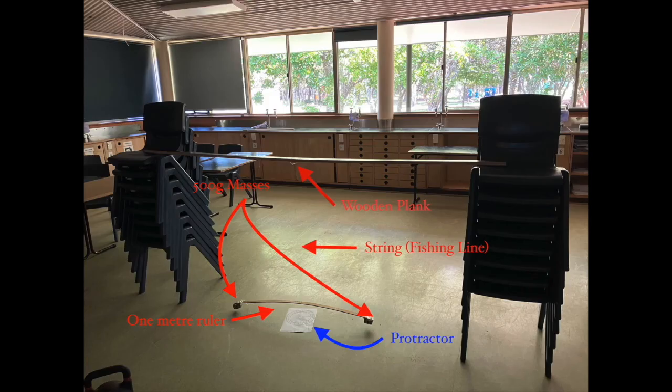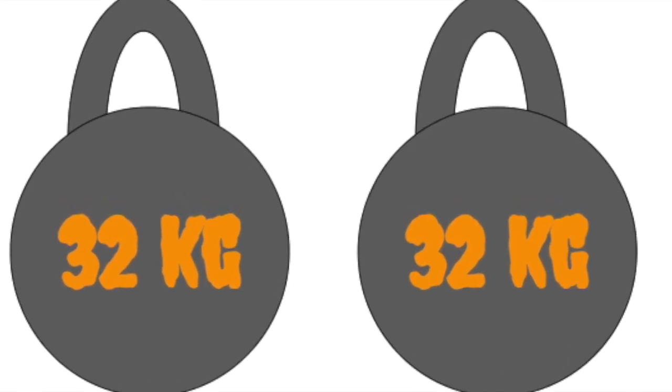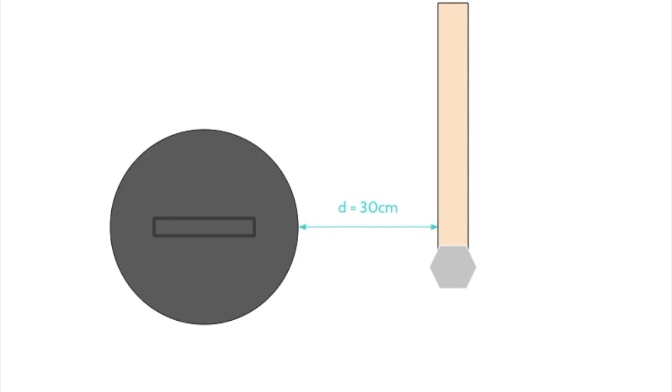Before continuing with the experiment, I placed a protractor that was printed out under the center of the ruler as accurately as I could, and I let it sit for 15 minutes or so to make sure that if the wire was twisted, it would undo itself and sit very still for the experiment. Upon reflection, I should have waited a lot longer. Then I got two large masses, 32 kilograms weights from PE, and placed them 30 centimeters perpendicular to the ruler.